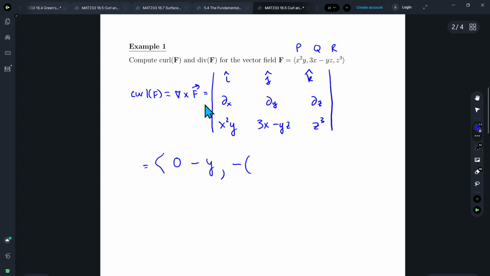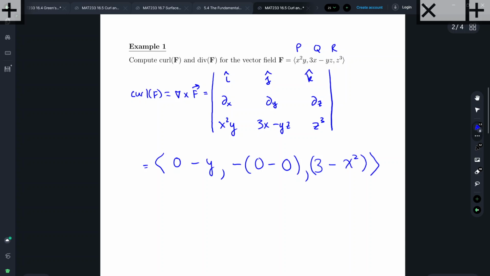And then the partial with respect to x of z cubed, again, you just think of this as a constant, so that's 0. And then minus the partial with respect to z of this thing. This doesn't depend on z, so you just think of it as a constant. So again, the derivative is 0. And then finally, the last component, the partial with respect to x. So here, the coefficient of x is 3. I think of this term as a constant, so that goes away. And then the partial with respect to y. So here is x squared. Okay, so that's what we get.